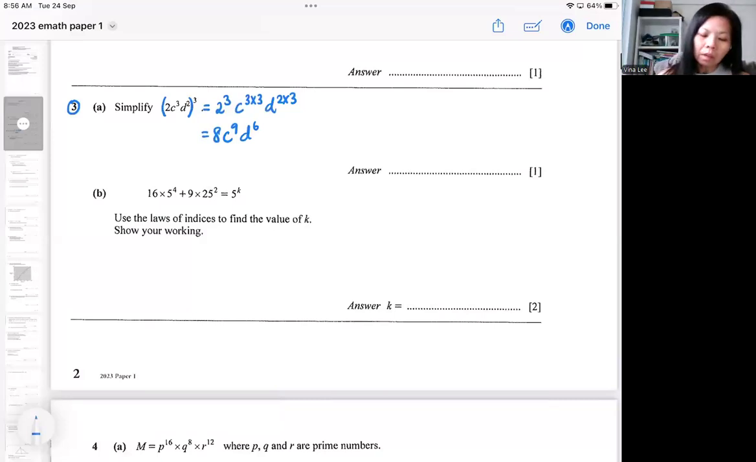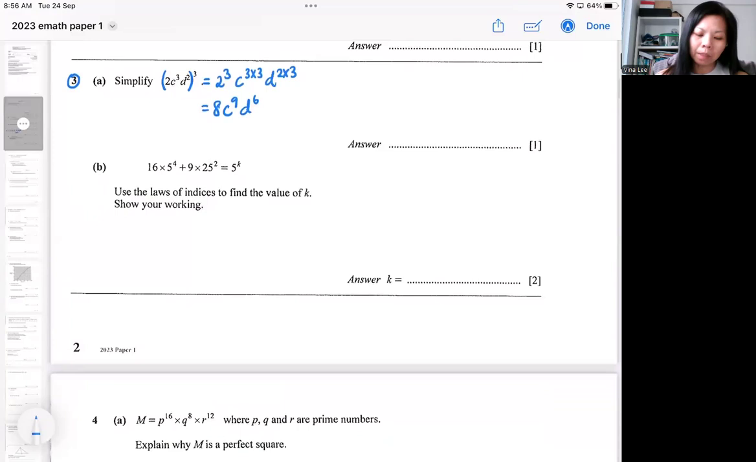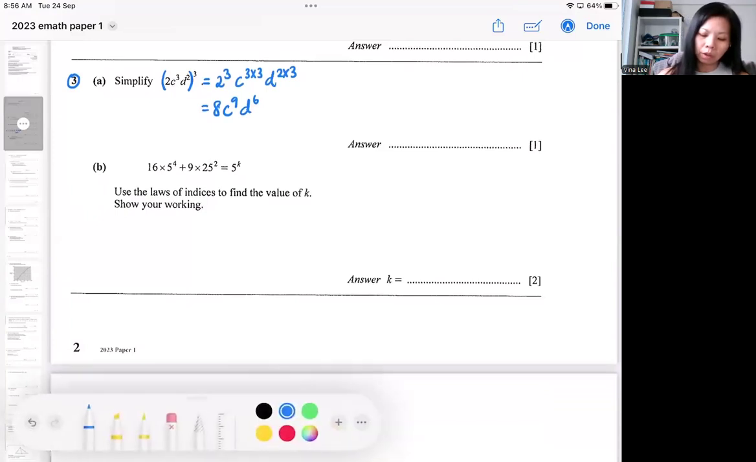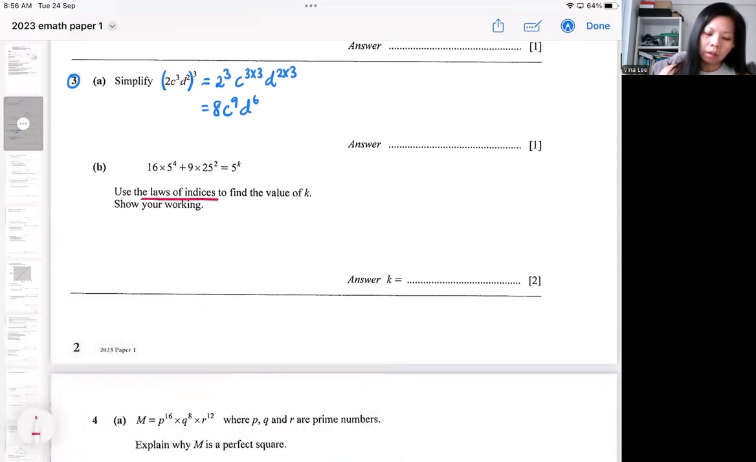Now for part B, the specific instruction is to use the law of indices. I'm going to explain how to use the law of indices first, and then explain what is not using the law of indices. If you get the same answer but you didn't use the law of indices, then you got no marks because your method is wrong.